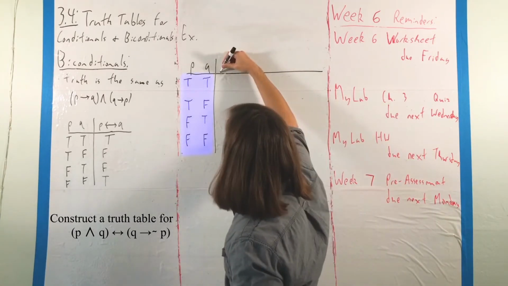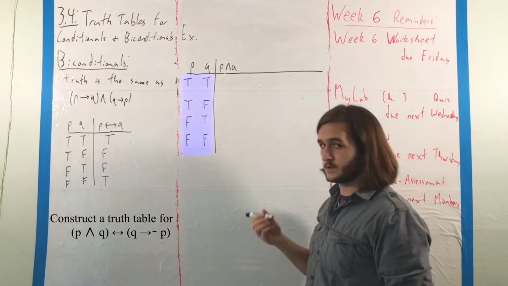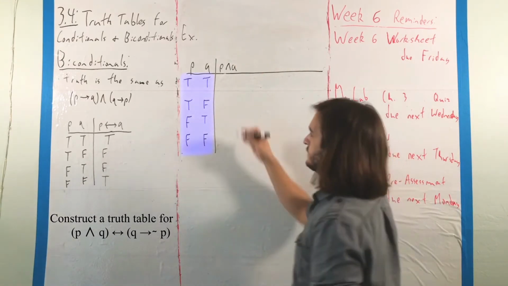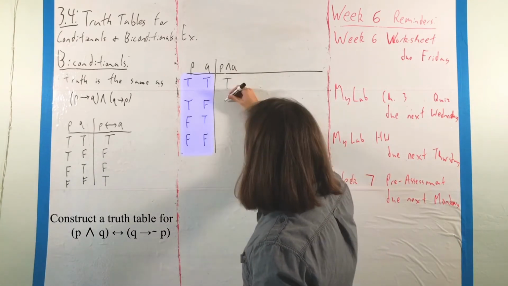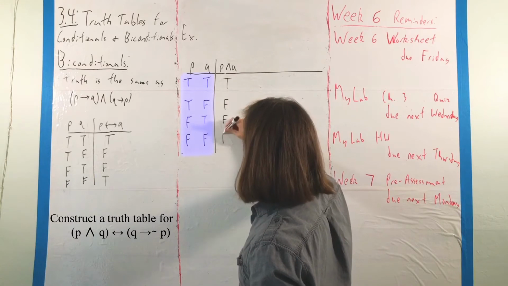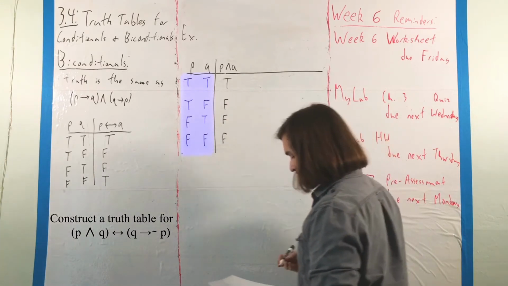Then, we have to talk about the conjunction in that first piece that we have. So, we're looking at P and Q. Remember, in order for a conjunction to be true, both pieces have to be true. So, it happens here, and thankfully, not much of anywhere else, because that's going to make our life a lot easier going down the line.